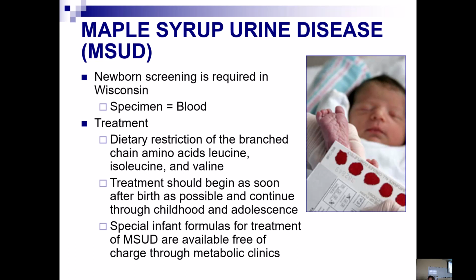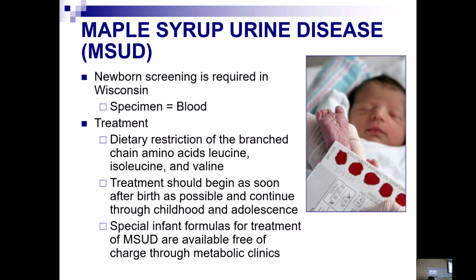Again, we do the newborn screening. Treatment for this is dietary restriction of the branched chain amino acids, so we want to limit their diets as soon after birth as we can, and all the way through childhood and adolescence. You need special infant formulas for treatment. You can't use breast milk, and you can't use normal formulas.